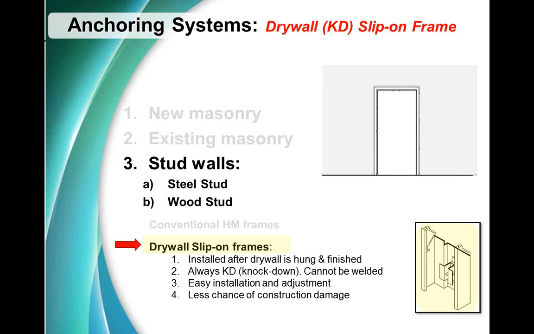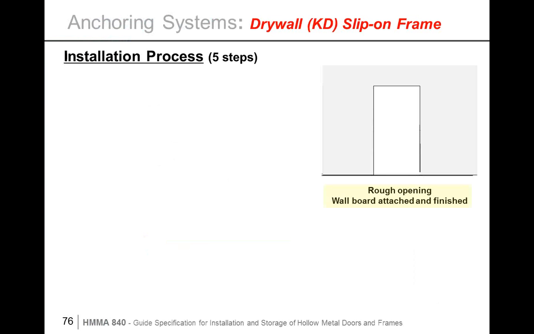From there, another process is the drywall slip-on frame. Now, these frames are always supplied knocked down. They are never welded because the installation can't occur with a welded frame. The frame is inserted around the wall, I should say. It's hung on the wall, and it's a very easy form of installation and adjustment. And the steps are pretty simple in this. The entire rough opening is set with the wall totally finished. It can be finished painted, or it can be any type of decorative wallboard or anything can be put on the opening.